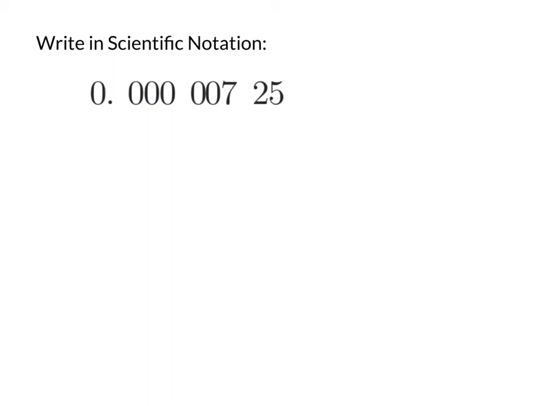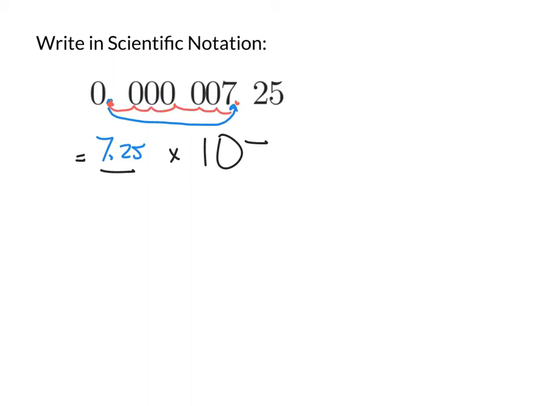0.000000725 in scientific notation, we need some number times 10 to a power. To get that first number, we move the decimal point from where it is to right after the first non-zero digit. So 7.25. Then to find our power, we're going to get that by counting places. So go back to where the decimal point started and count how far it took to get where it ended. And that would be 1, 2, 3, 4, 5, 6. And we'll have a power of 6.